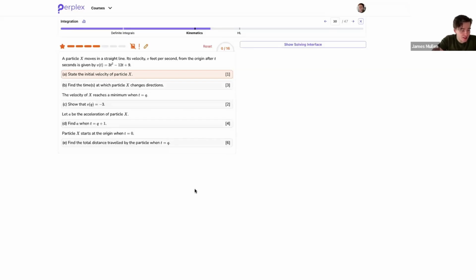So to find the initial velocity of particle x, which is what we're trying to do in part A, I just plug in t equals 0 into the velocity. So v of 0 is equal to 3 times 0 minus 12 times 0 plus 9. So I just get 9.